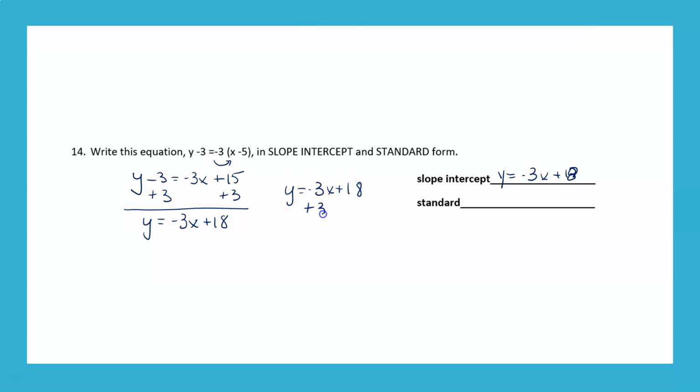Okay, so now I'm going to take that and move it around to standard. So I'm going to add 3x to each side. This one's a little easier. 3x plus y equals 18. You don't have to do anything else. We're already there.